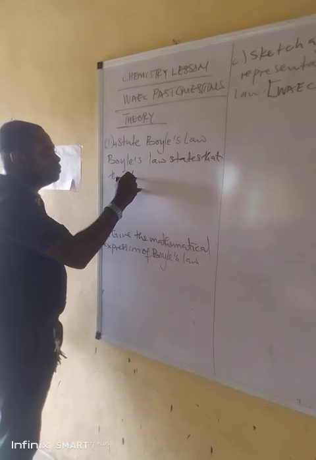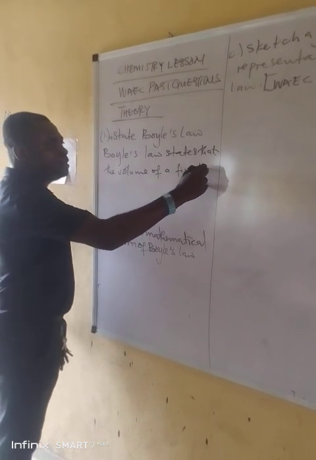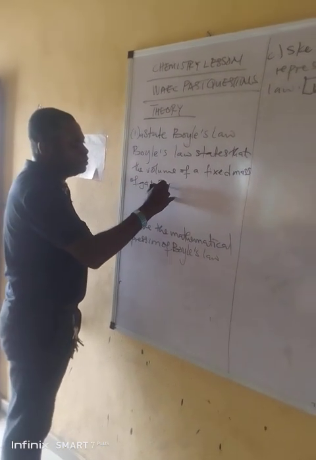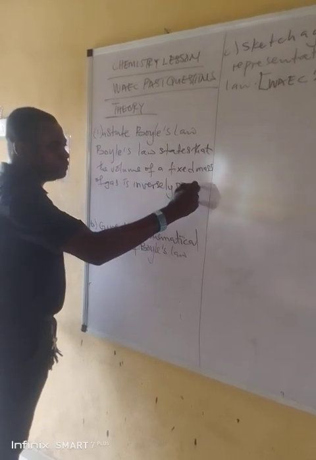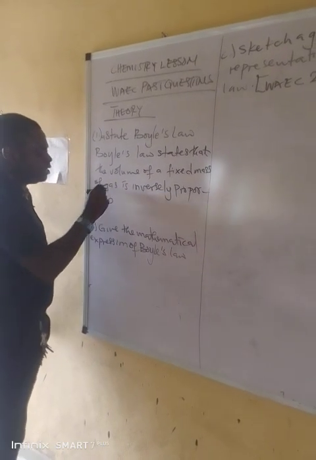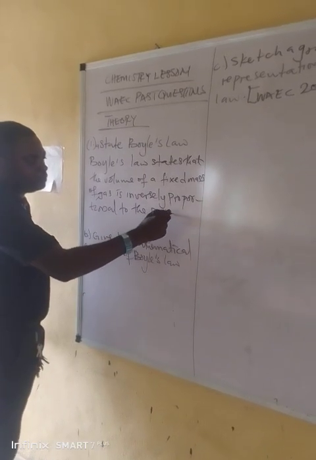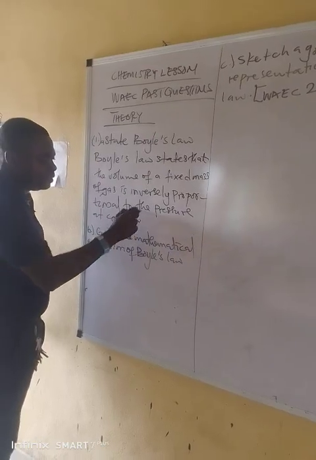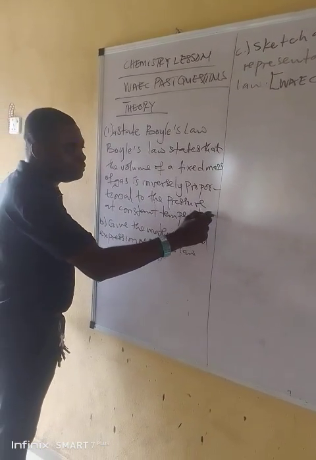the volume of a fixed mass of gas is what? Inversely proportional. Inversely proportional to the what? To the pressure. At what? At constant what? Constant temperature. What does it mean to us?